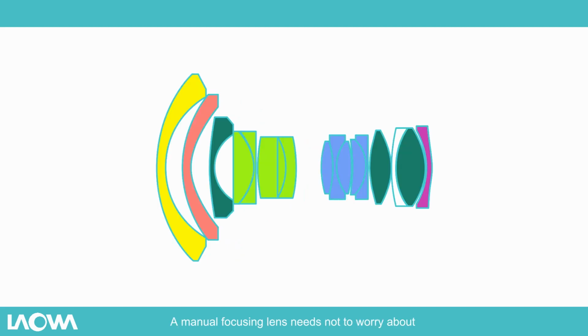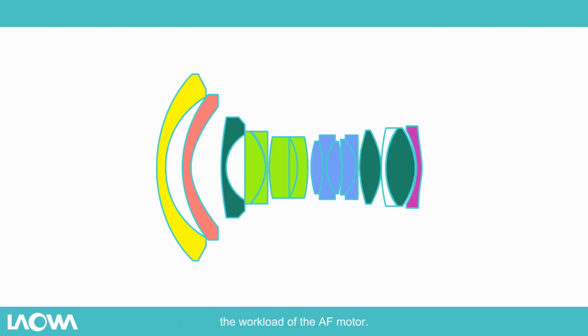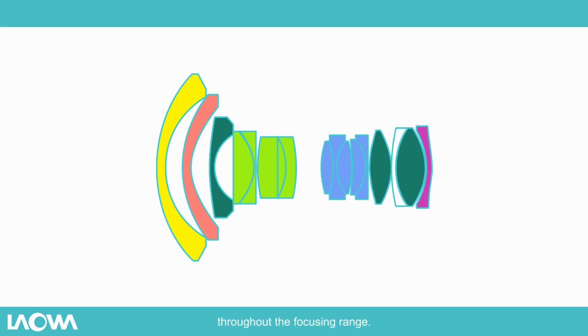A manual focusing lens need not worry about the workload of the AF motor. Therefore, a more balanced design can be used. Two lens groups will move in opposite directions while focusing, minimizing distortion to almost zero throughout the focusing range.